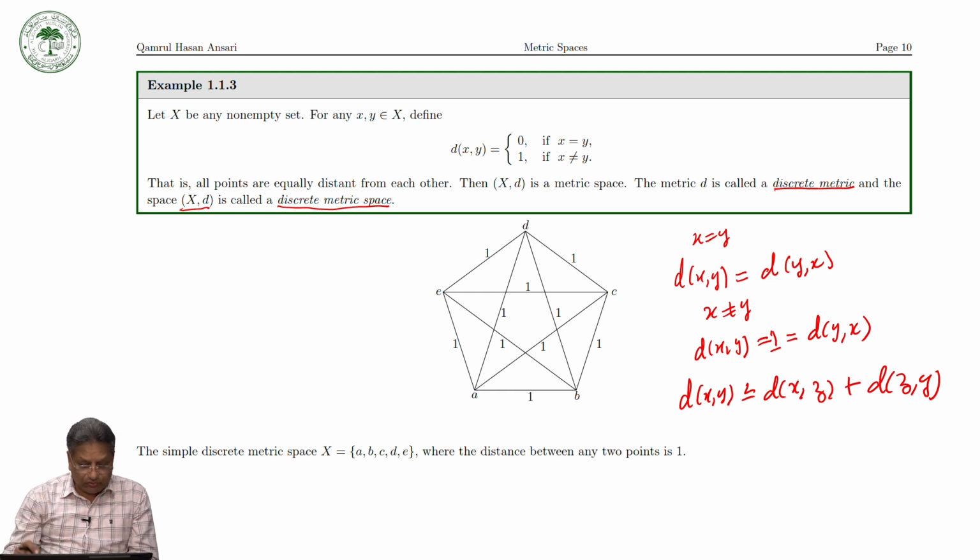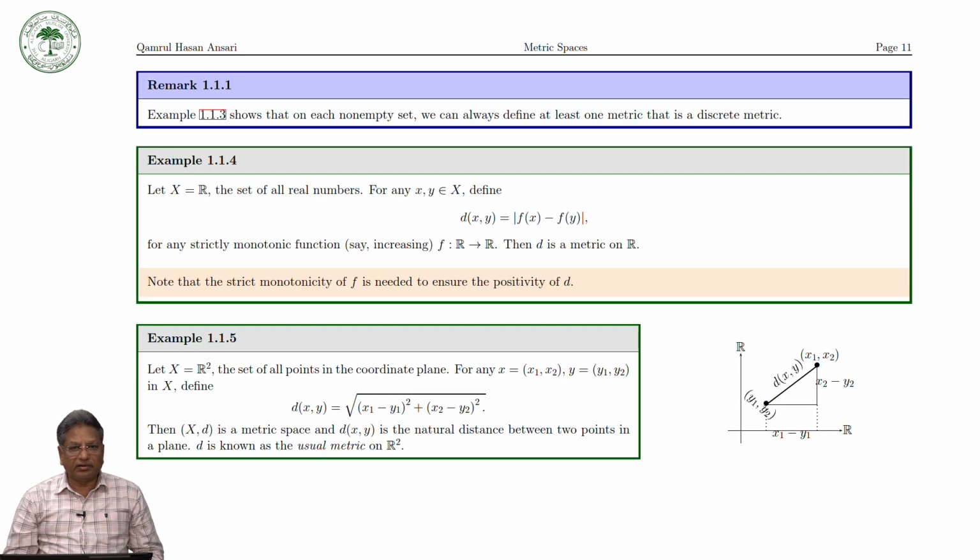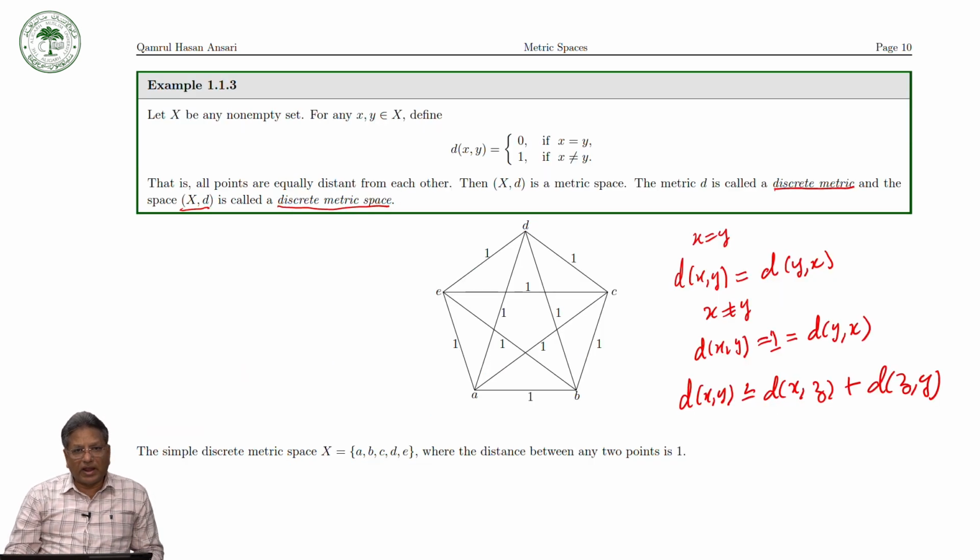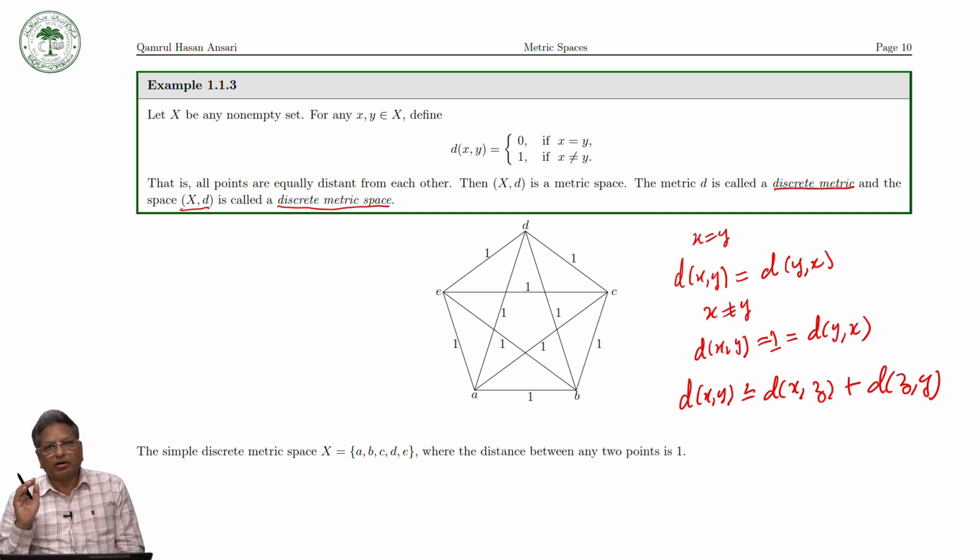Okay, now you can see from this that we can always define at least one metric on every non-empty set x. That is the discrete metric. So whatever your set of elements is, we can always define at least one metric on a non-empty set x, and that is the discrete metric.